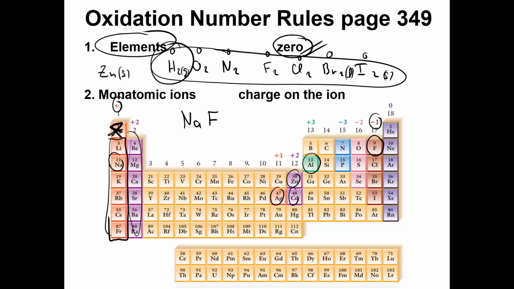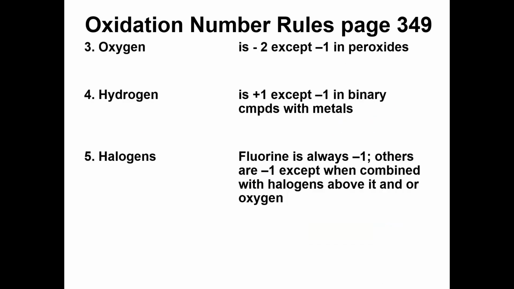But copper also falls into this category too. But with copper, we don't know if it's copper +1 or copper +2. So there we don't know. But it still has a charge of its ion. We might have to determine it by looking at what it's bound to.